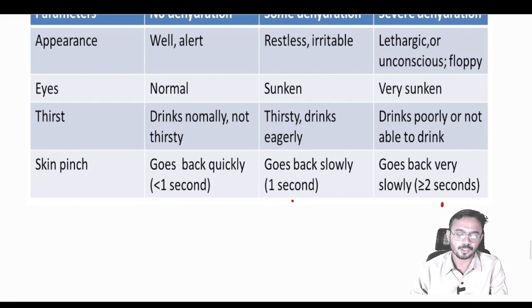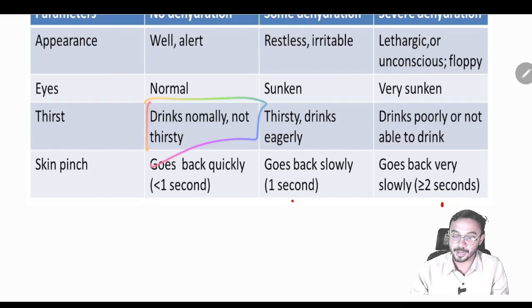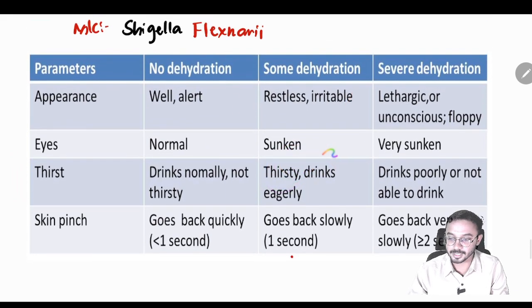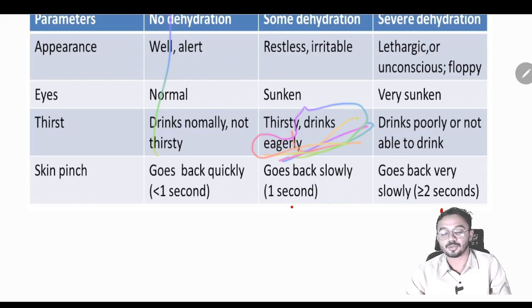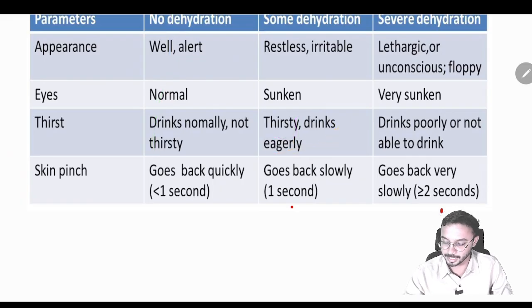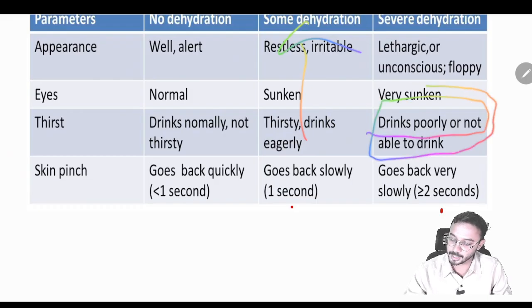Thirst: a normal child drinks normally, no thirst is present, but thirst is present in some dehydration. If the child drinks eagerly, this is confusing, most students think no dehydration. No, drinks eagerly is some dehydration. If the child is not able to drink at all or drinks poorly, that is severe dehydration.